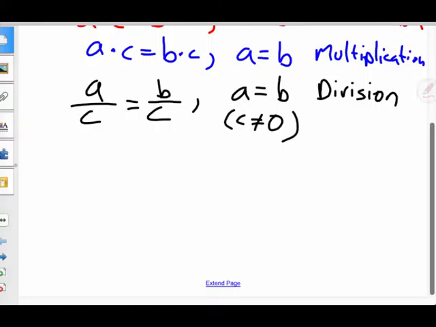Then there's some other ones. A equals A is a reflexive property. I think I misspelled that. Yeah, there's no S in that. Why did I write that down?